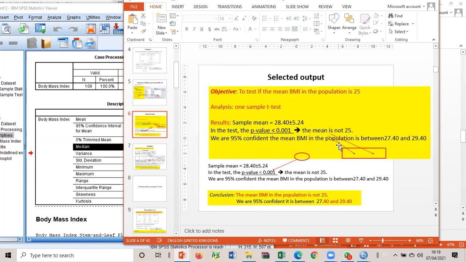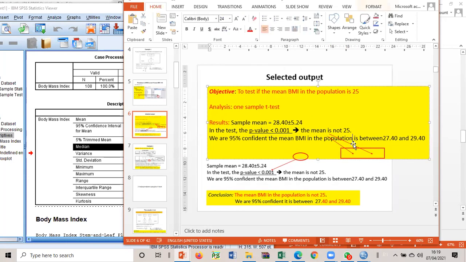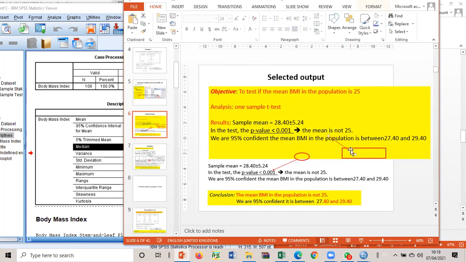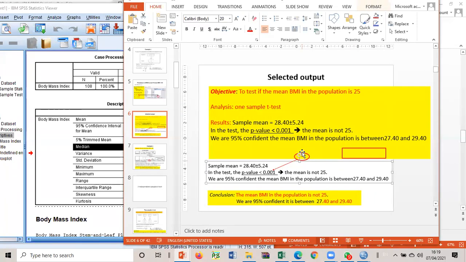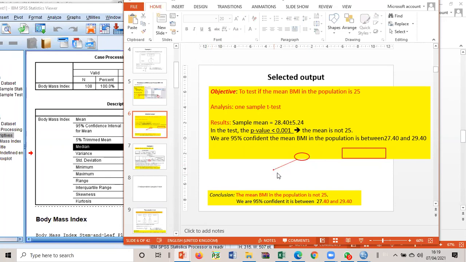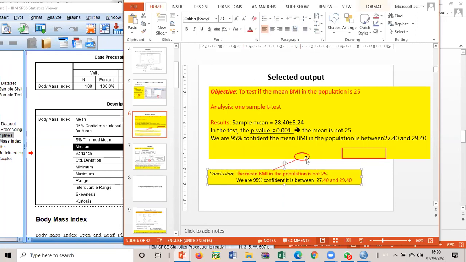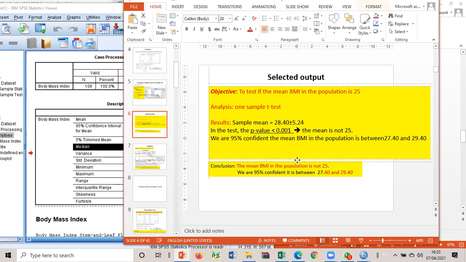Okay, that's the results. And last one is your conclusion. So last one is your conclusion. Okay, can you read now? Emma, just read mine.